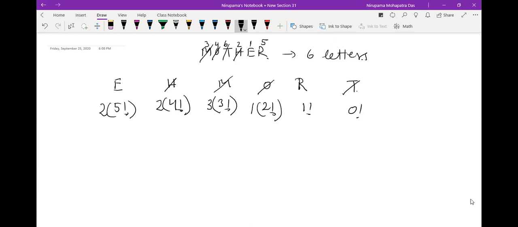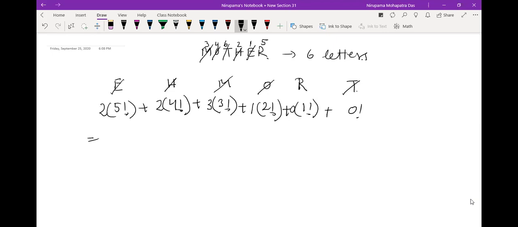Then you come to E. Before E, you do not have any, so 0 into 1 factorial. Then the last letter R, leave it, do not cancel anything because we do not have any letter before and after. The last letter, just leave it like this. Now what we have to do? Plus, plus, plus, plus, plus.